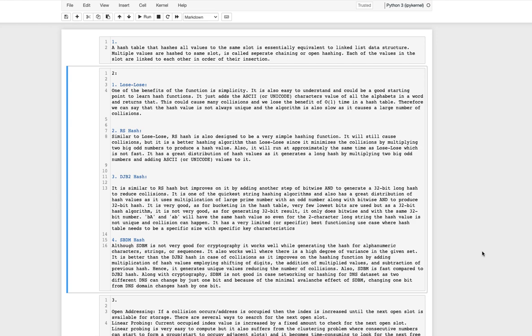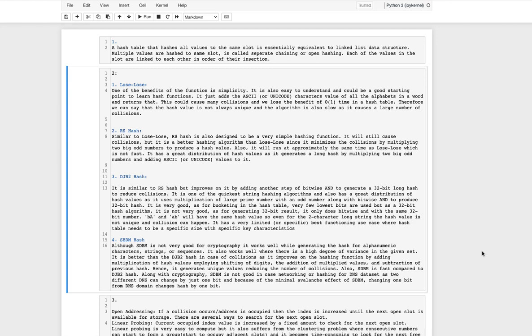The third is the DJB2 hash. It is similar to the RS hash, but improves on it by adding another step of bitwise AND to generate the 32-bit long hash to reduce collisions. It is one of the quickest string hashing algorithms, and also has a great distribution of hash values, as it uses multiplication of a large prime number with an odd number along with bitwise AND to produce a 32-bit hash. It is good for bucketing in the hash table.